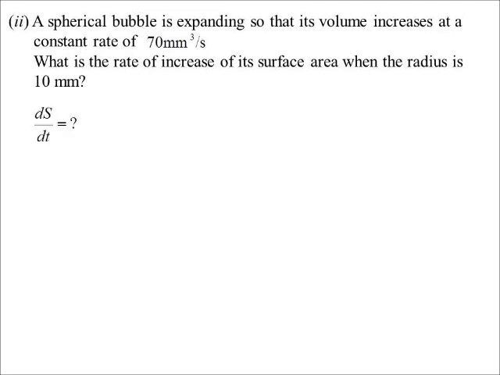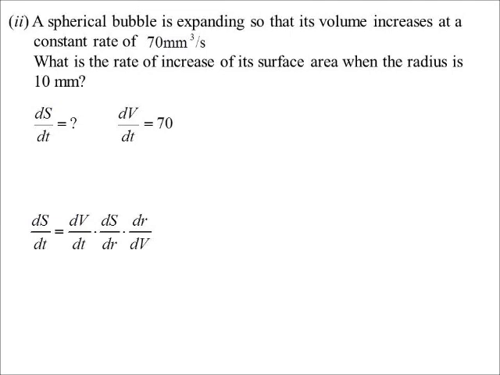So dS/dt, I'll call it S for surface area. Alright, so what do we know? We know dV/dt is 70. Now in this case, I want dS/dt and I know dV/dt. That means I need to link volume and surface area. I don't have a formula that links volume and surface area. So I'm going to link volume and the radius, but also link the surface area and the radius, and then we can create what we need.